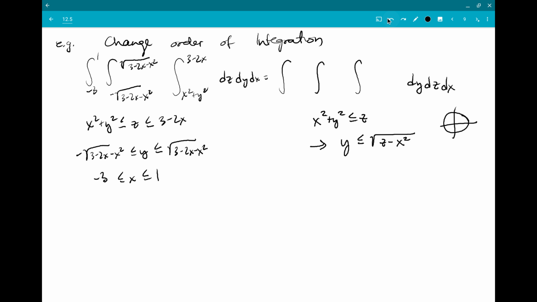So this single inequality actually tells us two things about y. It's less than the square root of z minus x squared, but it's also above the negative branch: y is greater than negative the square root of z minus x squared.